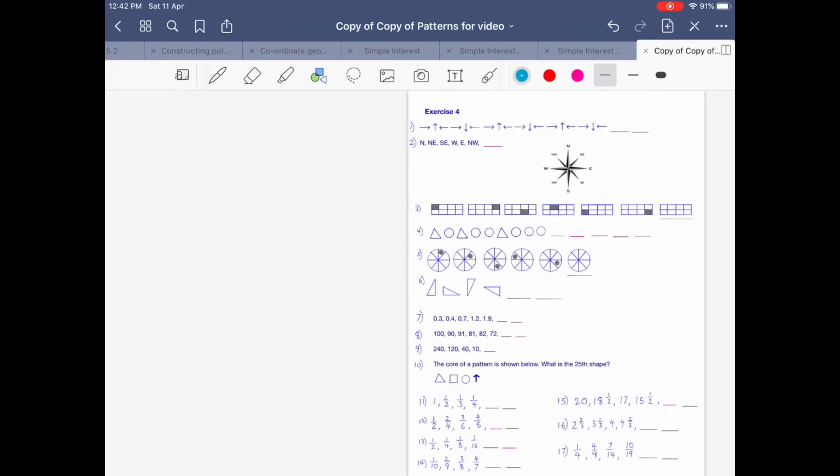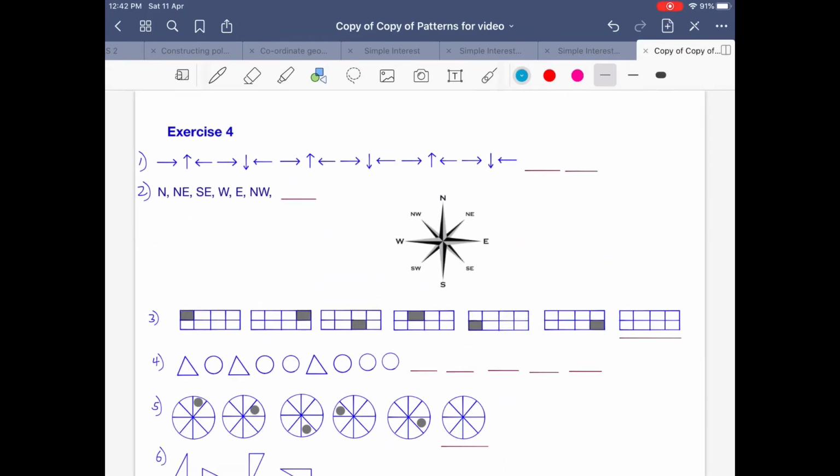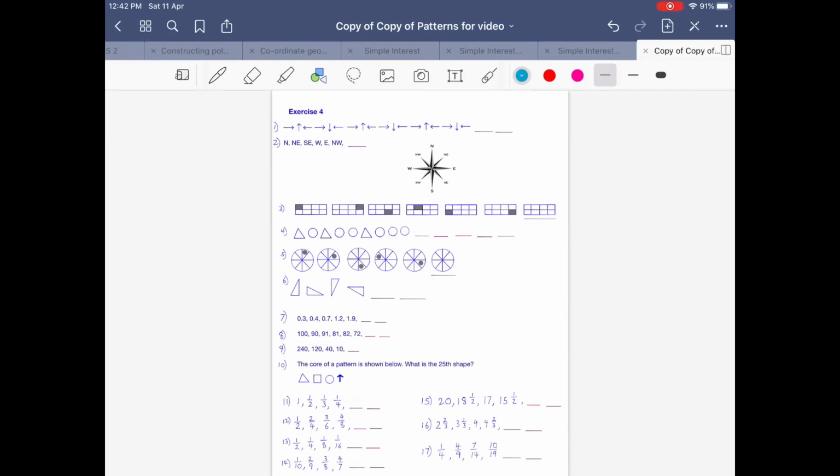So next we have our last exercise. Number 1. Again, remember, you can pause the video here and attempt any or all of the questions before I give the solution.